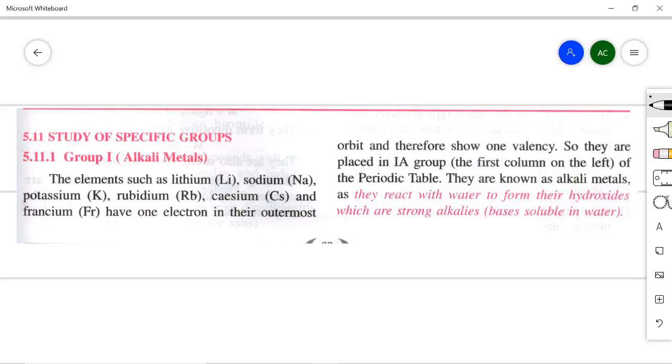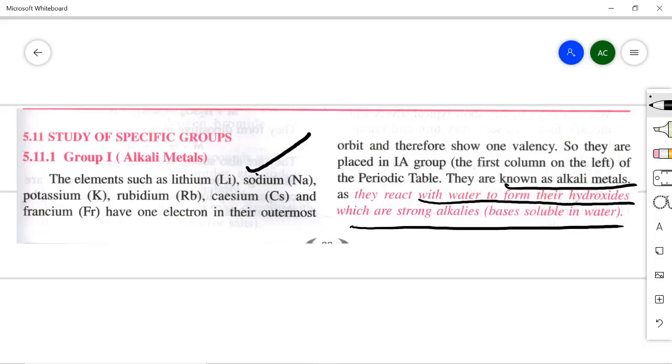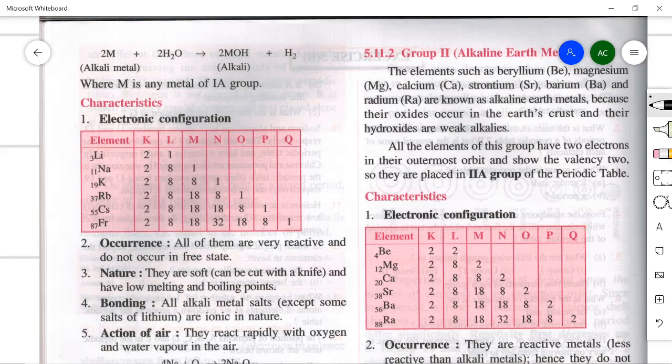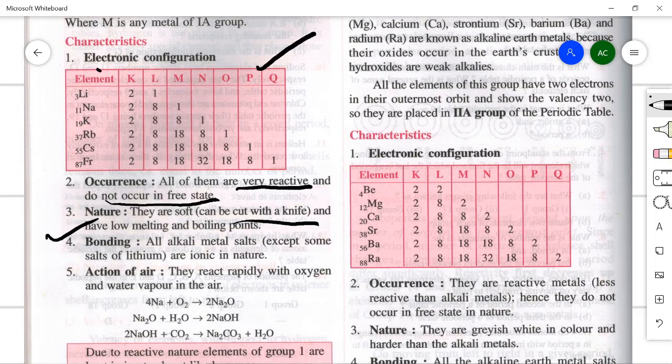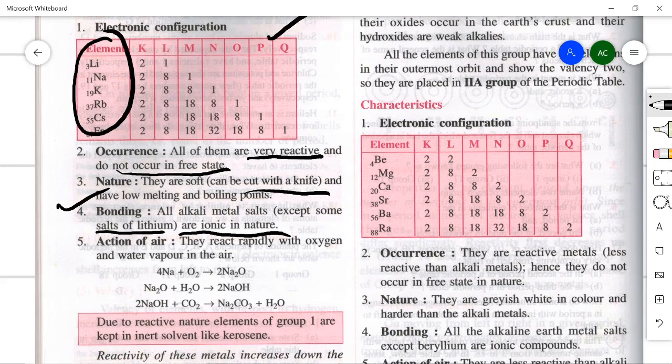The important points I am going to revise here. These are the members of the alkali metals, which I have already explained. They are known as alkali metals because they form hydroxides, or strong alkalis, with water. We have discussed the electronic configuration. They are very reactive and do not occur in the free state. They can be cut with a knife and have low boiling and melting points. This is the first group. In bonding, they are ionic in nature, except some salts of lithium which are covalent.